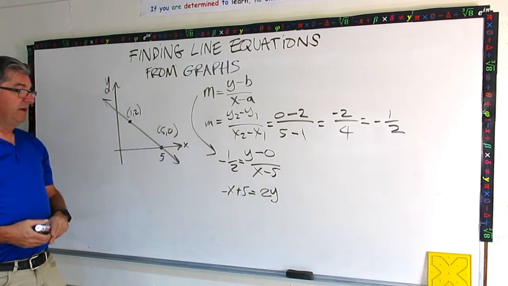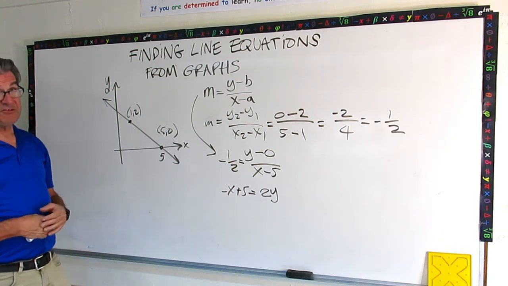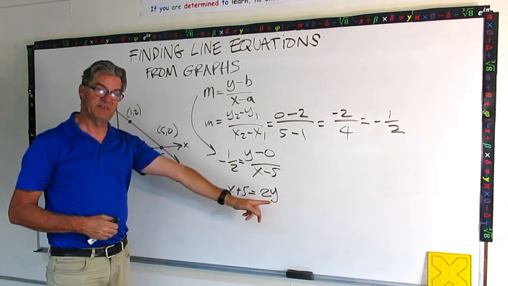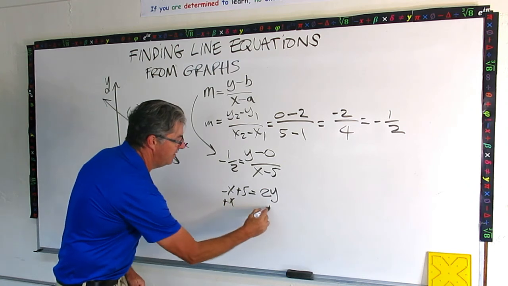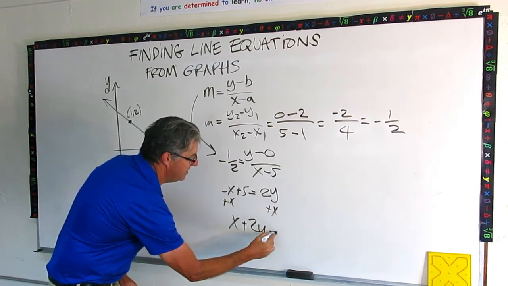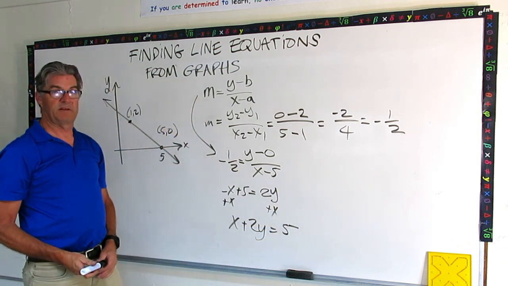Okay? Now, we need to put this into general form. And we're not there. We've got a negative on the x, and our constant isn't alone by itself on one side. So what I'm going to do is add x to both sides and get x plus 2y equals 5. And there's our general form for this line equation.